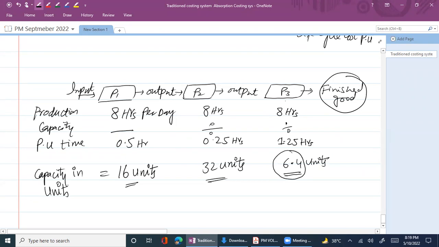Bottleneck means limitation. So the process which has the least production capacity will be treated as a bottleneck process. Do you get the idea how to identify a bottleneck resource? A bottleneck resource is a resource which is putting a limit. Is it clear? So the department with the least production capacity will be known as a bottleneck resource or a bottleneck process.